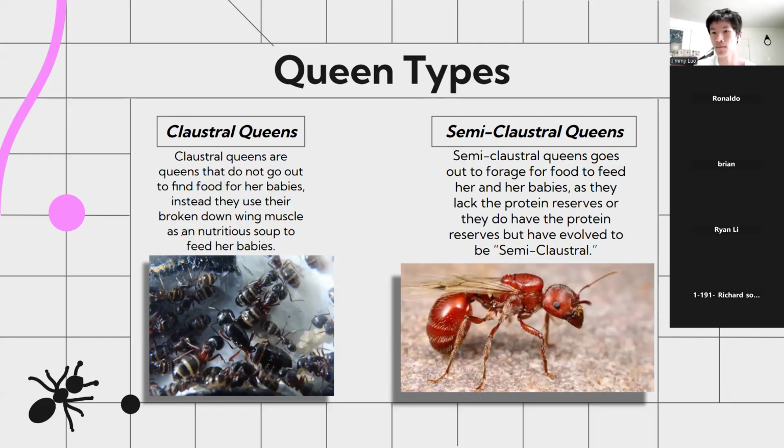They feed the wing muscles, right? Muscles inside of their bodies. They basically digest their muscles and then feed it to their babies. So they're pretty hardworking moms.